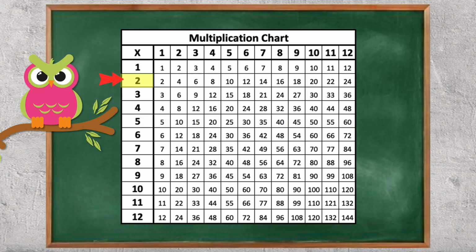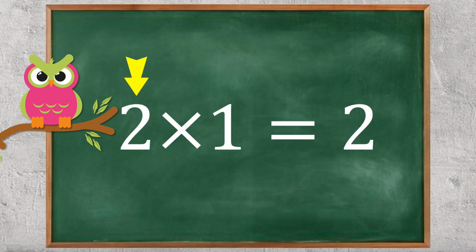Let's find 2 on the left. Find 1 on the top. Find where 2 and 1 meet. It's at 2. That tells us that 2 times 1 equals 2.